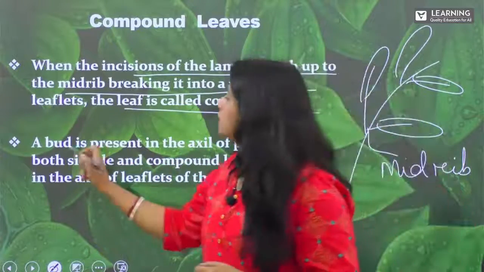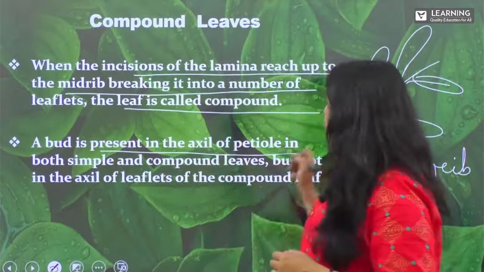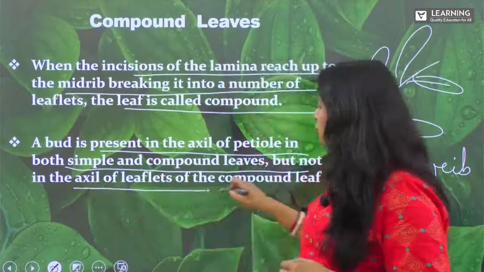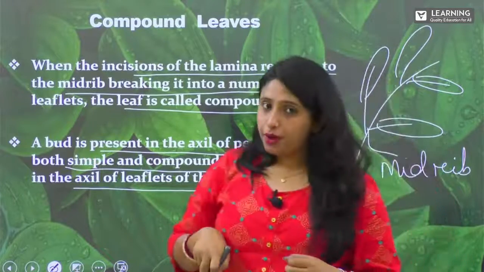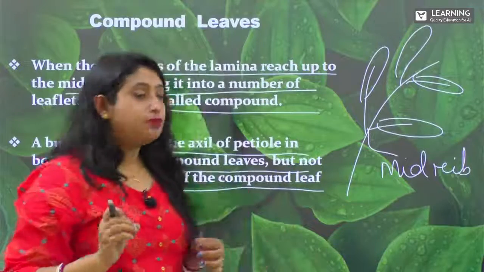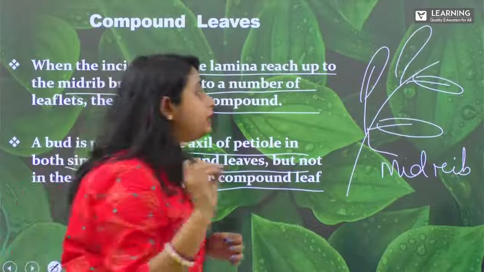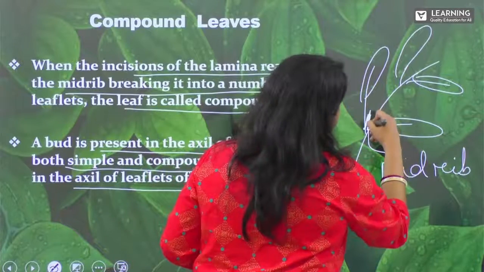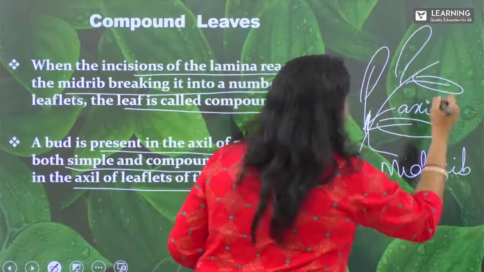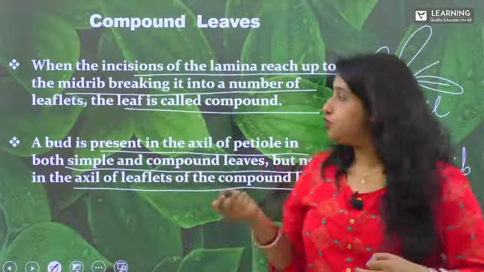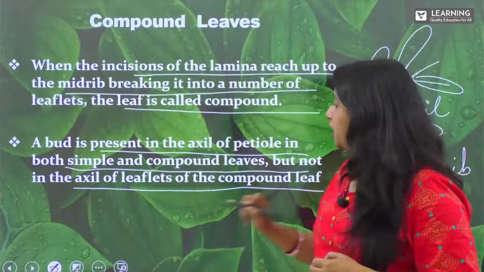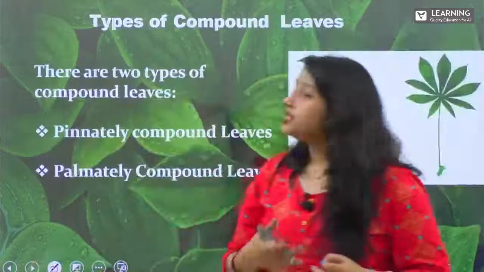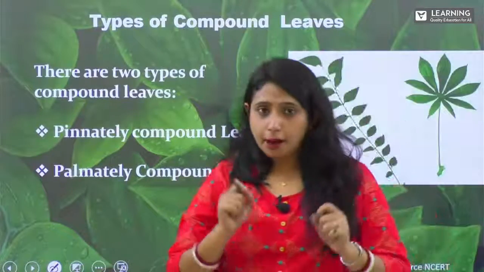So a bud is present in the axil of the petiole in both simple and compound leaves, but not in the axil of leaflets of the compound leaf. So in case of both simple and compound leaf, where is the bud present? The bud is present here, okay? Here, that is the axil of the leaf. So the bud is present in the axil of the leaf, right? So yes, this is all about your simple and compound leaf.